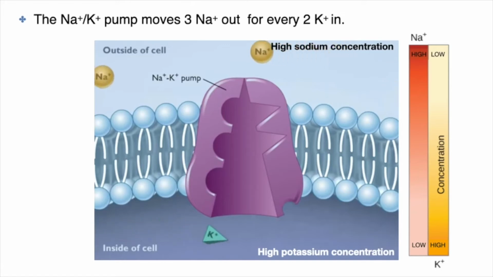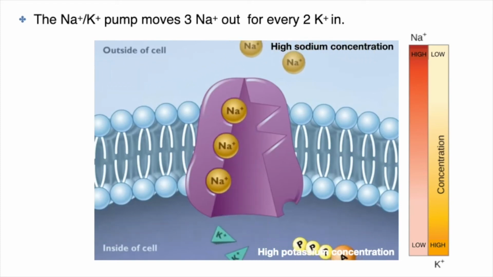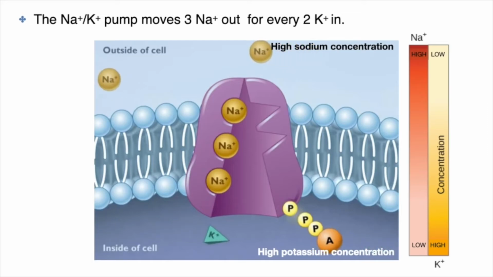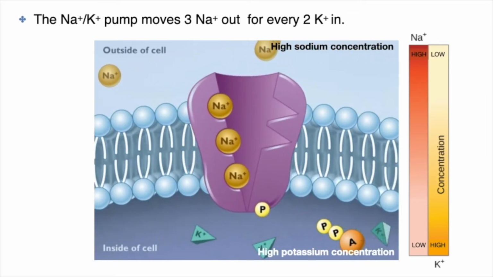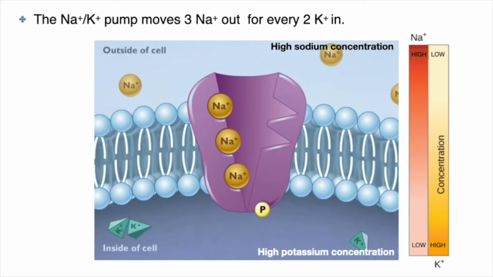When the inside of the protein is oriented towards the interior of the cell, 3 sodium ions bind to it, and an ATP molecule provides energy to change the shape of the protein. That change in shape moves the sodium ions towards the outside of the cell. One phosphate group from the ATP remains bound to the protein.